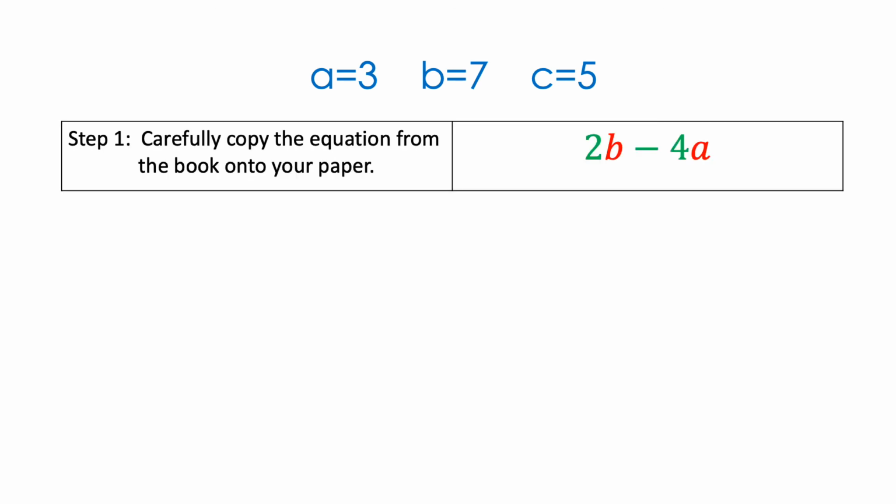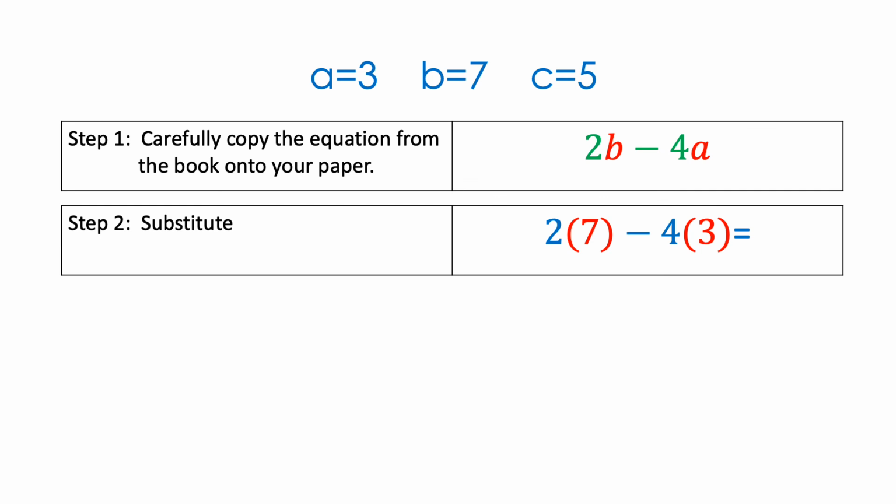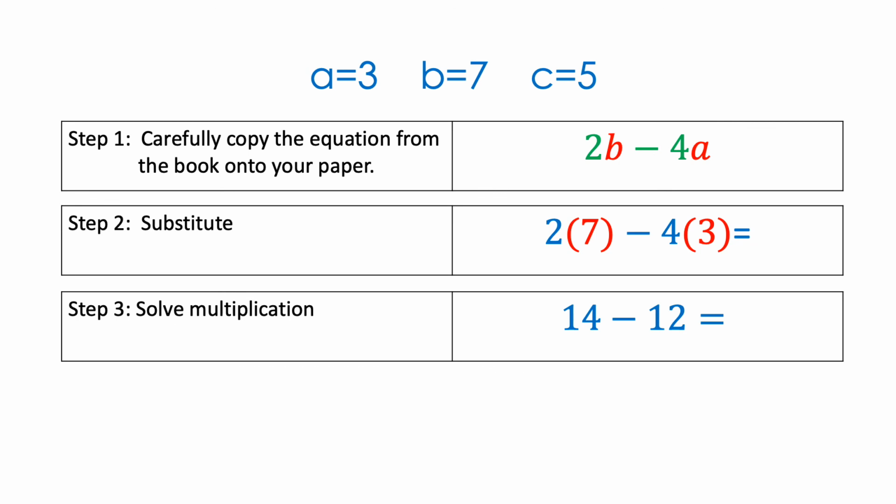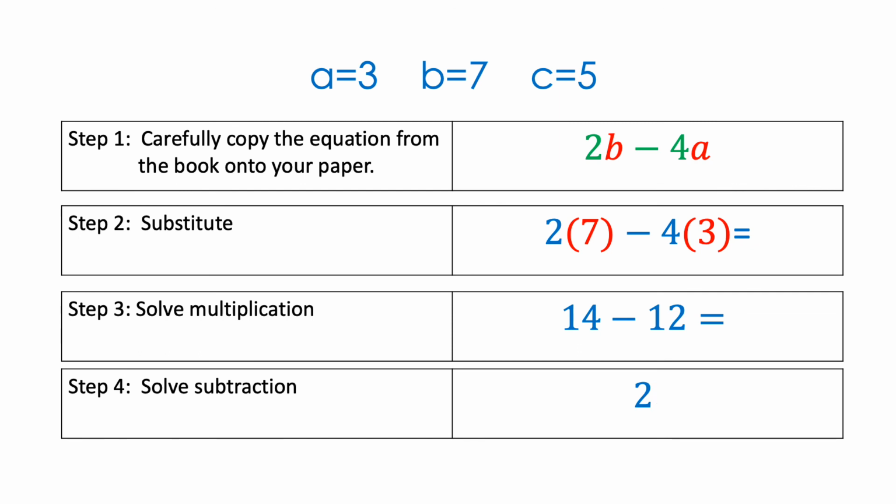In this one, we copy the equation, 2b minus 4a. Substitute, we get 2 times 7 minus 4 times 3. Coefficients are multiplied by the variable value. Next, we simplify, and we get 14 minus 12. Notice that we multiply before we subtract. Order of operations tells us that we multiply before we subtract. 14 minus 12 equals 2.